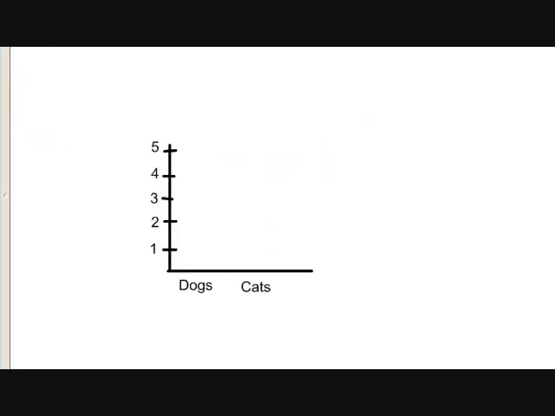So now let's look at our graph. What do we do with it? We basically have our dogs and we have our cats. So what we want to do is, we know that there were 6 people that liked dogs and 4 people that liked cats.